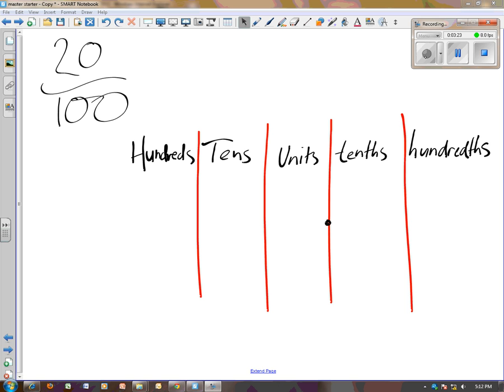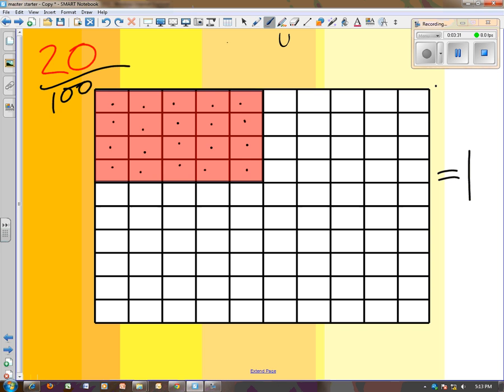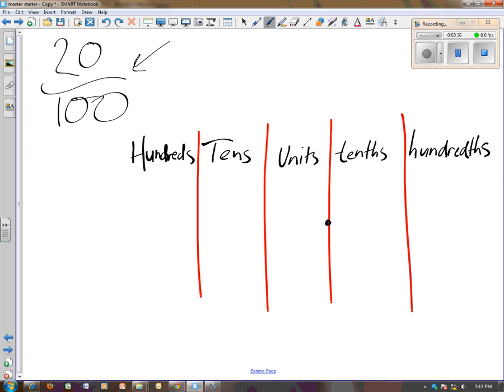Okay, so I've drawn up your place value chart. This will help you work out what 20 hundredths, there's your fraction. I know you understood 20 hundredths is a fraction. That's easy. It just means 20 of those 100 squares are colored in. But let's turn it into a decimal. Right, guys, this is pretty easy.